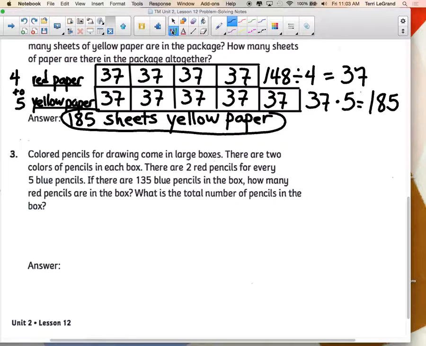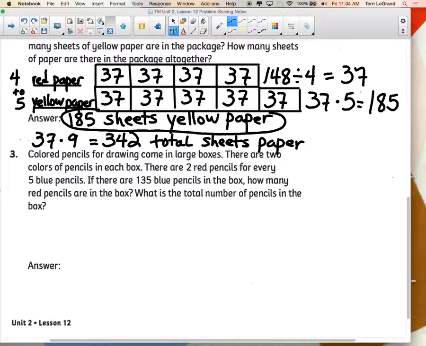Okay, Wade, what did you do? I took 37 times 9. Okay, you took 37 times 9. Why did you take 37 times 9? Because there are 9 37s in this tape diagram, okay? And what is 9 times 37? 342, he says. What label did you give it? Total sheets of paper. Okay, total sheets of paper.